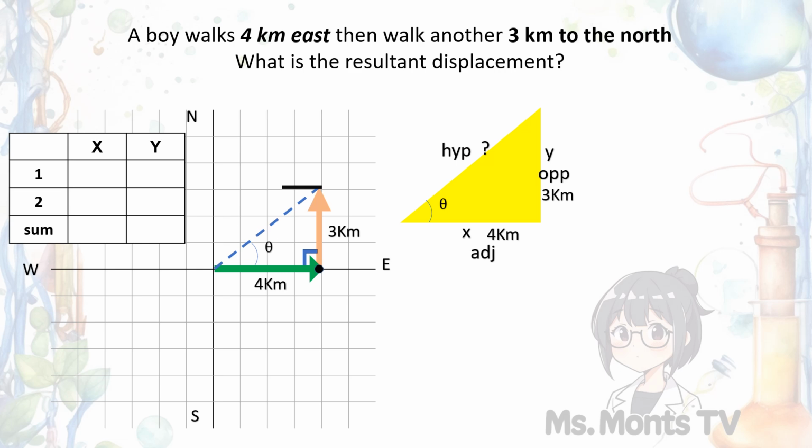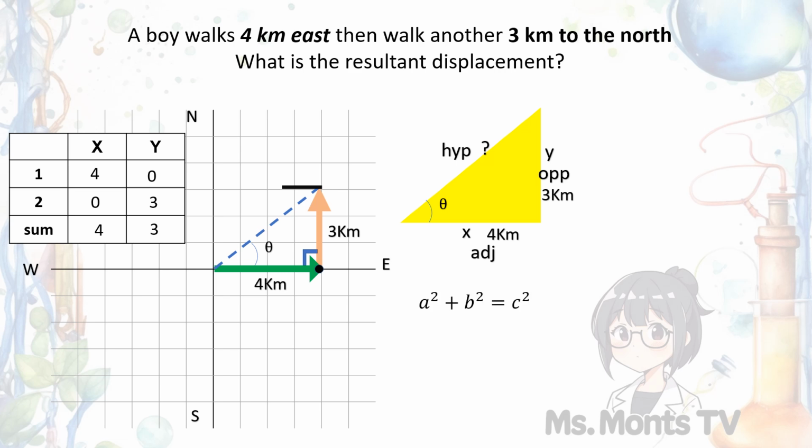So for the first vector, the x component is 4 because it is 4 east. Then no y component, 0. For the second one, there's no x component, but there's a y component, 3 kilometers north. So the total of x is 4 and the total of y is 3.